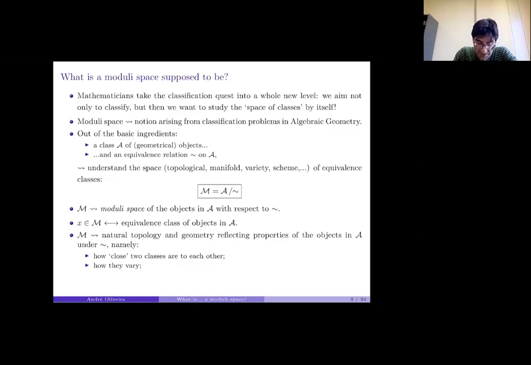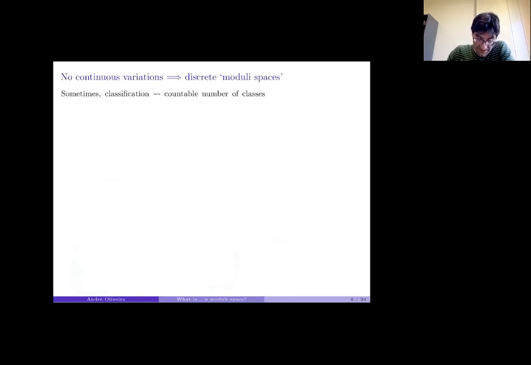And we want the topology to reflect also how those classes vary, okay? And moreover, how they degenerate. And also I want the topology and the geometry to indicate the existence of certain special objects among our classes, okay? So this is not merely a set, it has to have a topology which encodes or reflects all these properties, in general. Okay, we're going to see this in examples.